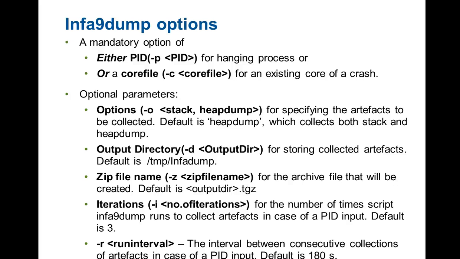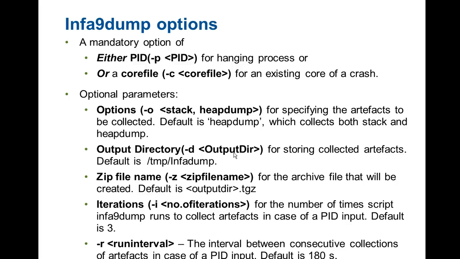These two are mandatory for Infadump to run. The optional parameters are the options of choosing whether you require a stack or a heap dump. Stack will collect the Java stack and the native stack. The heap dump collects the Java heap dump, the Java stack and the native stack. The default is heap dump, which collects both the stack as well as the heap dump. You can also specify the output directory for storing your collected artifacts. The default again is /tmp/infadump.